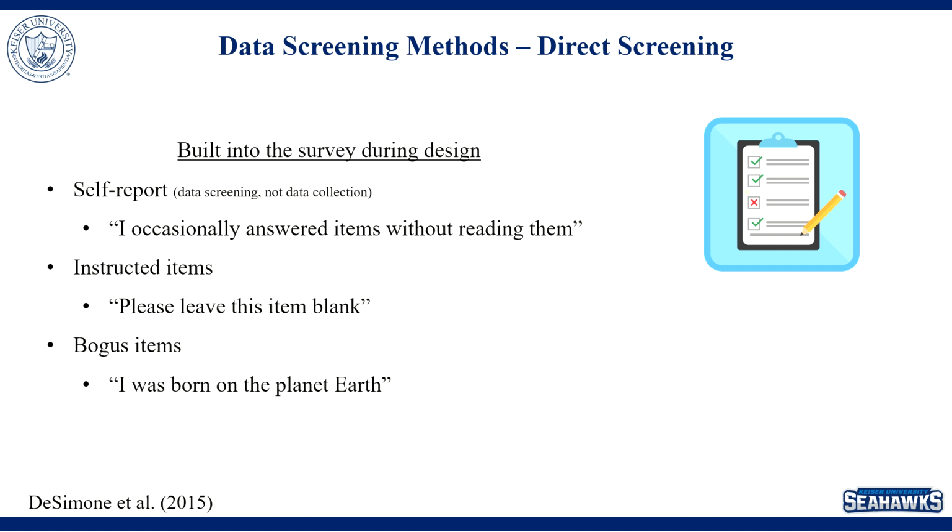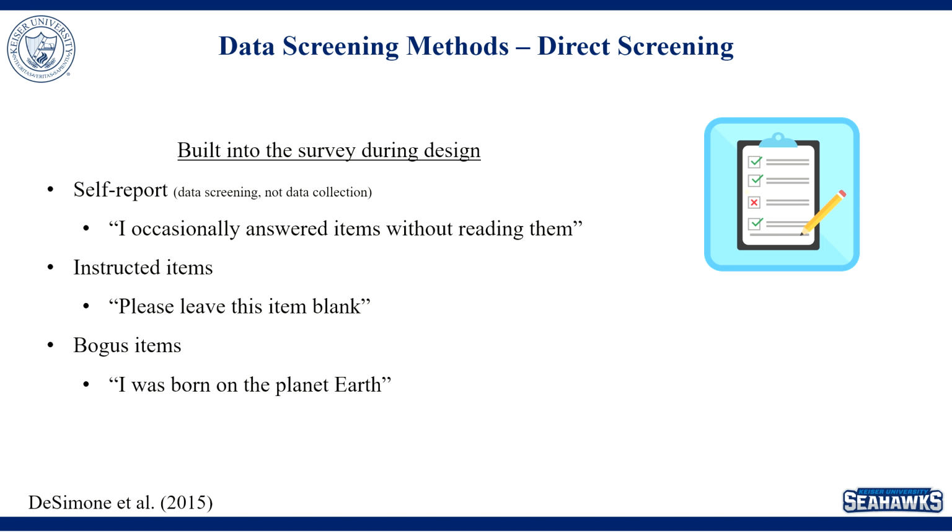So, first off, self-report. Now, this is a little bit different than the self-report I just discussed, self-report of the survey. This type of self-report is used for data screening. Basically, you literally ask the participant if they occasionally, for instance, answered items without reading them, or how seriously they took the survey, that sort of thing. And ideally, if they're answering honestly, they will tell you, yeah, maybe I didn't read all of them. So therefore, you have more unreliable data.